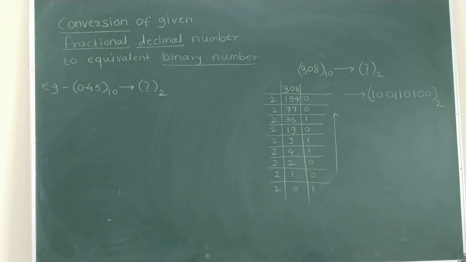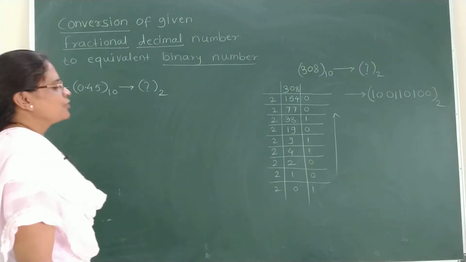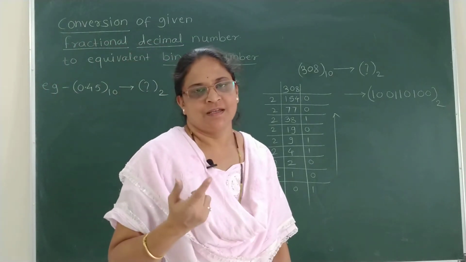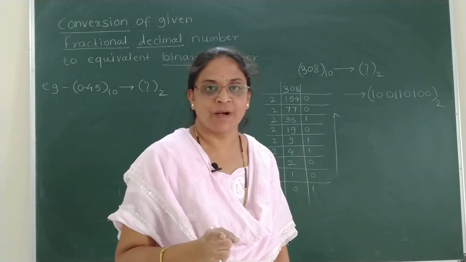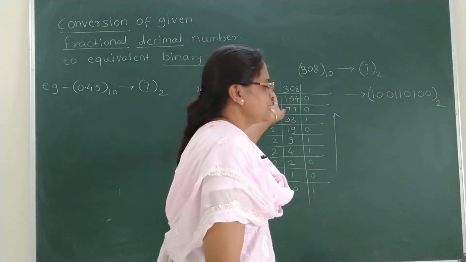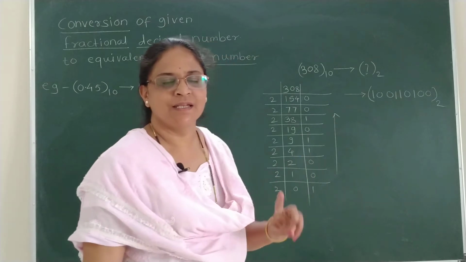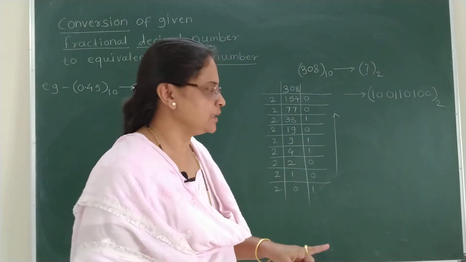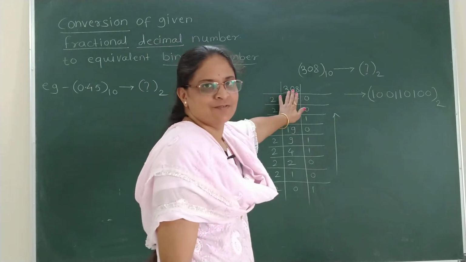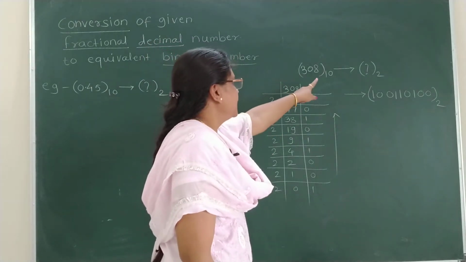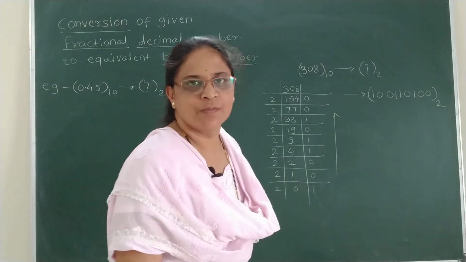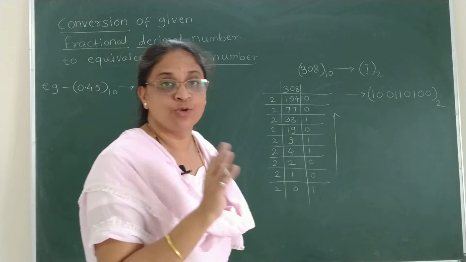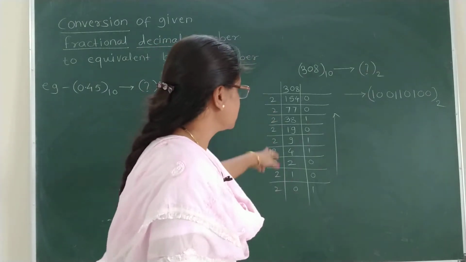As we have discussed, conversion of a given decimal number to its equivalent binary number. That means for the integer part we use the divide by 2 method, as a binary number contains only the digits 0 and 1. So here is the example. Let's revise the method. 308 to the base 10 is to be converted to the base 2. So the double method, the divide by 2 method, is used.